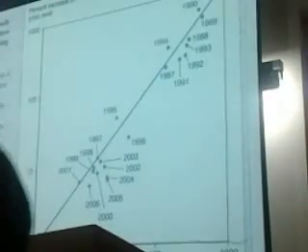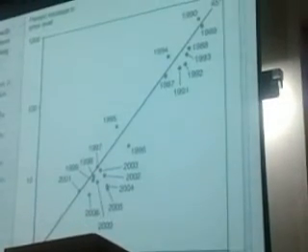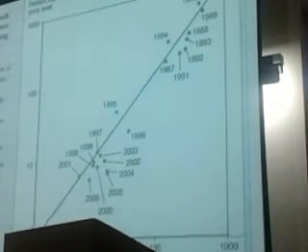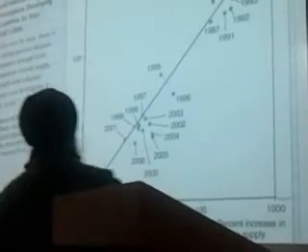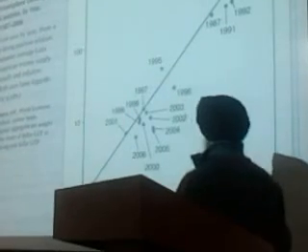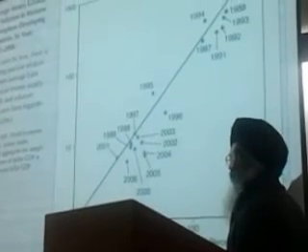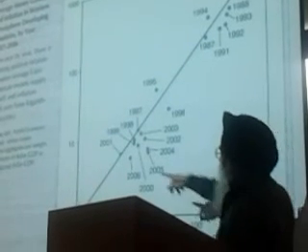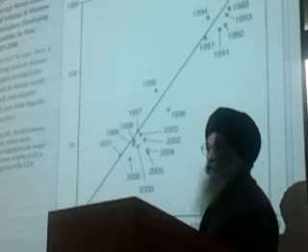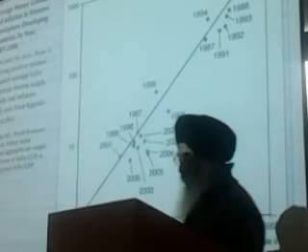So this is what shows Milton Friedman's famous statement that inflation is always and everywhere a monetary phenomenon. You can see that here, as the money supply goes up, the growth rate of prices, which is the inflation rate, goes up.